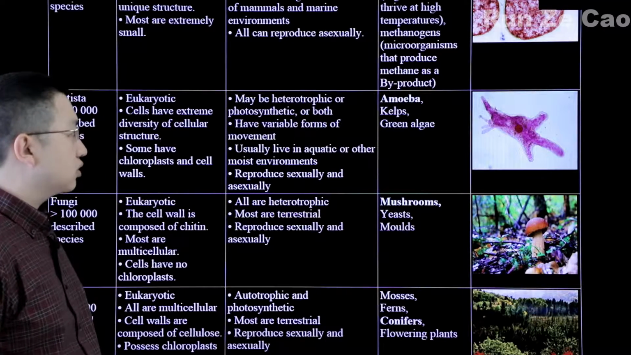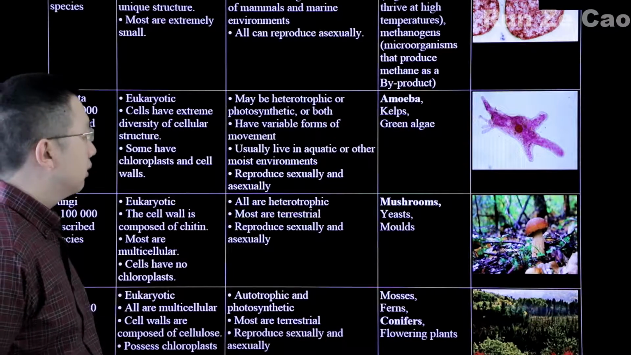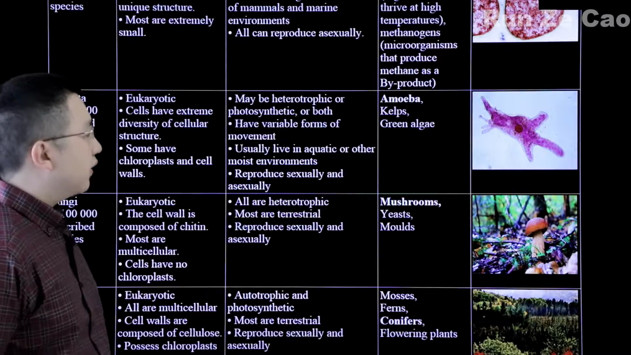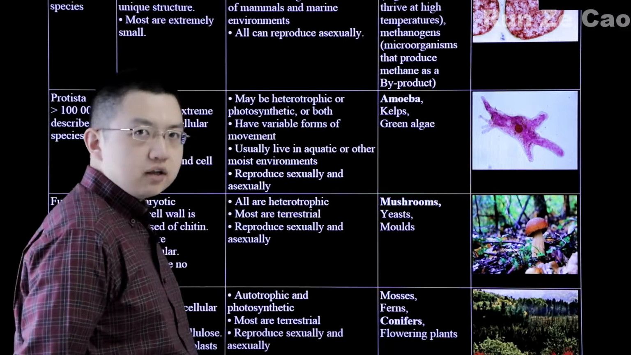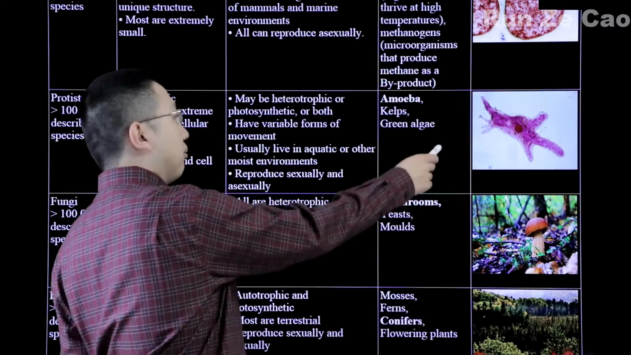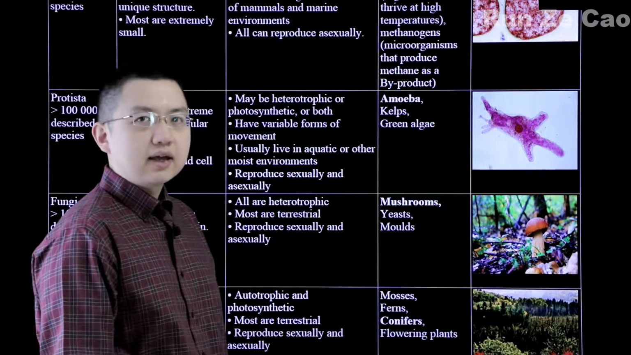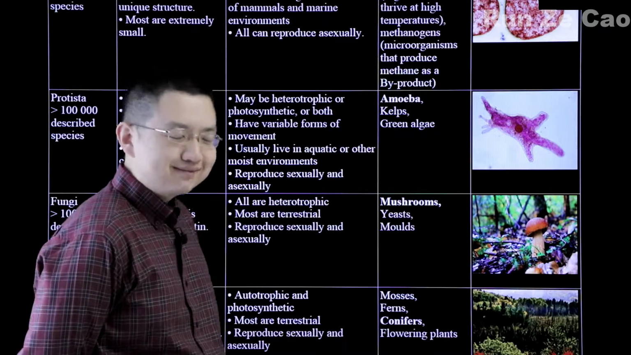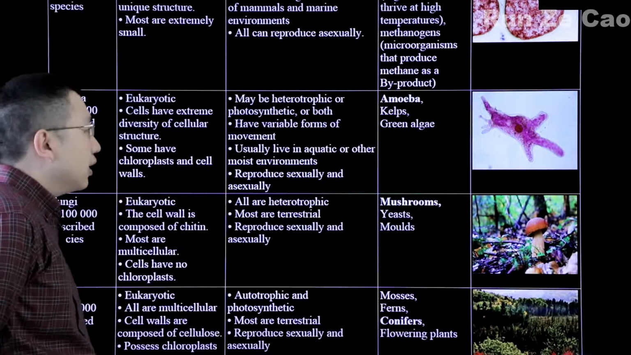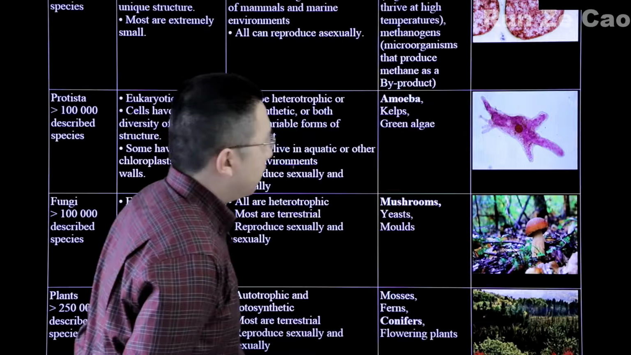Now, they reproduce sexually and asexually. They usually live in aquatic or other moist environments because otherwise the cell membranes dry out and disintegrate, and they have a tendency to die as a result. They have variable forms of movement, as mentioned.